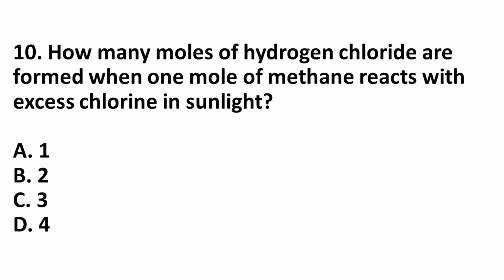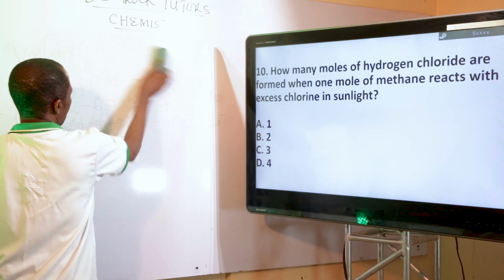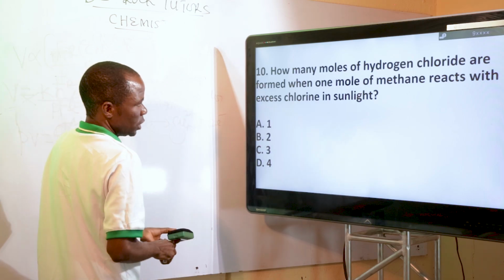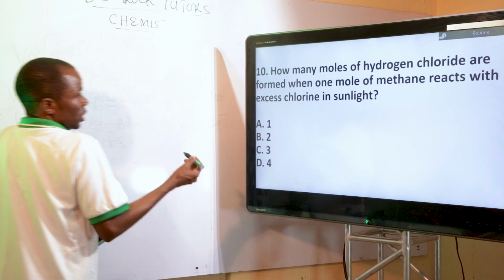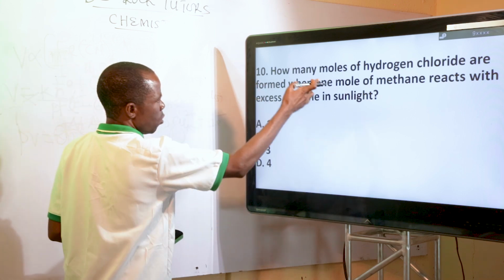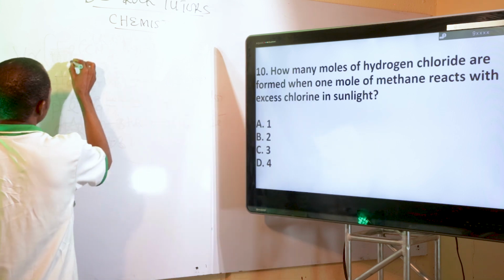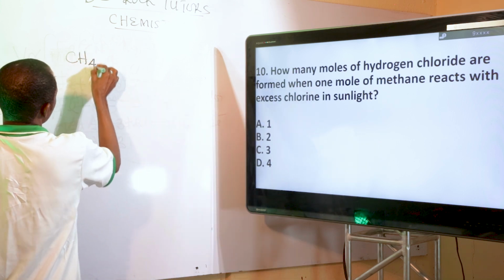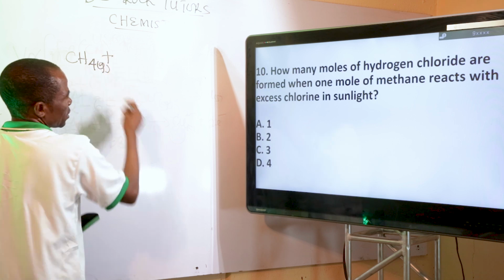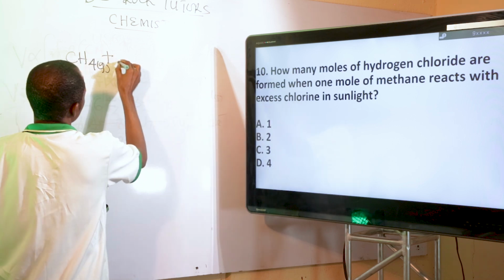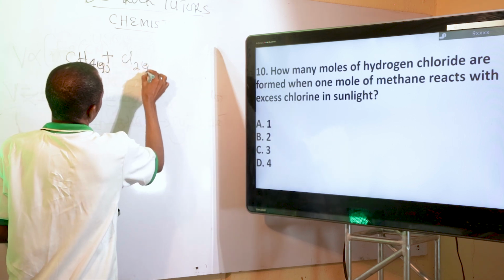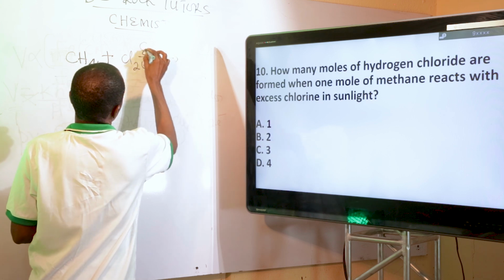How many moles of hydrogen chloride are formed when 1 mole of methane reacts with excess chlorine in sunlight? Let's write a simple equation for it that will give us the answer in a simple way. How many moles of hydrogen chloride, that's HCl, are formed when 1 mole of methane, methane is CH4, reacts with excess chlorine, chlorine is Cl2, in the presence of sunlight?